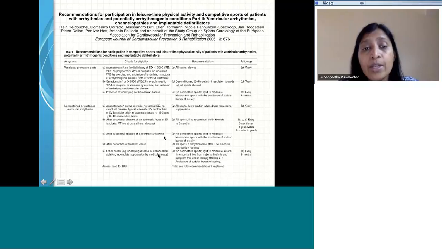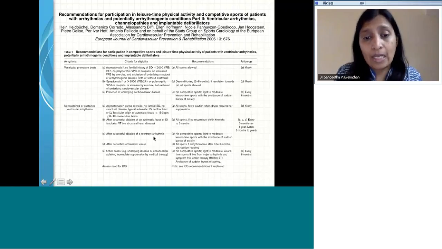Similarly, you have recommendations for non-sustained and sustained ventricular arrhythmias. That is, if they are asymptomatic and it is the typical right ventricular outflow tract type of VT, that is relatively benign and you can allow sports. Once it has been ablated, if there is no recurrence, then once again they can have unlimited competitive sporting activity. This is if it's an automatic focus, like an RVOT tachycardia. If it is a re-entrant arrhythmia, you don't allow competitive sports. So the cause or the underlying mechanism of the arrhythmia also is important.